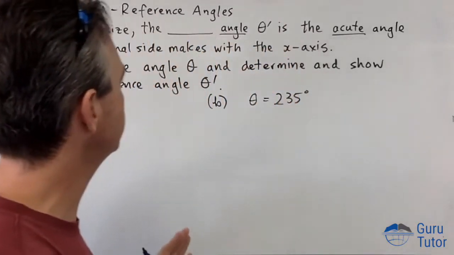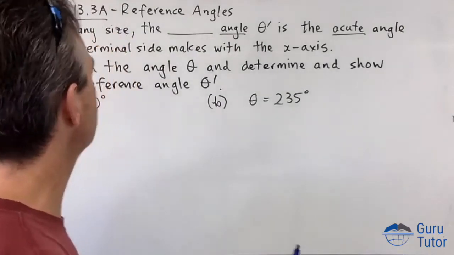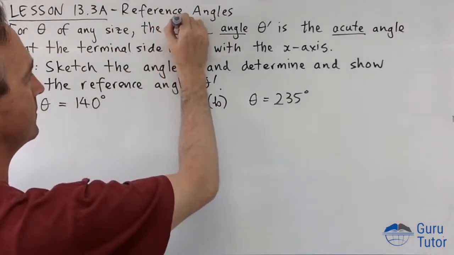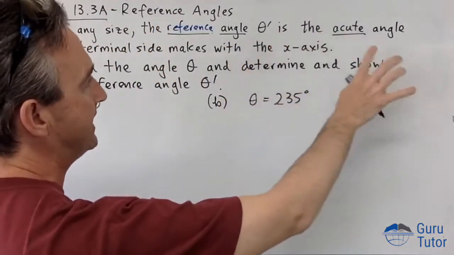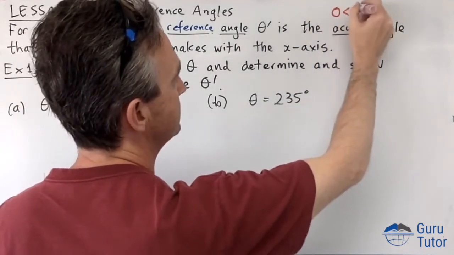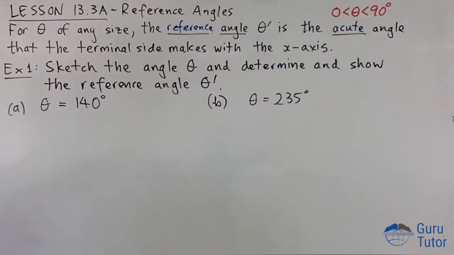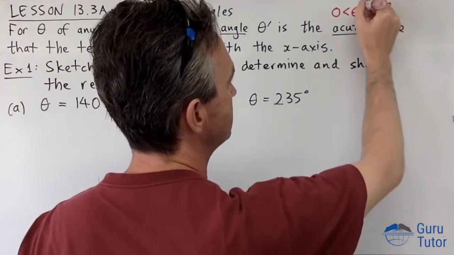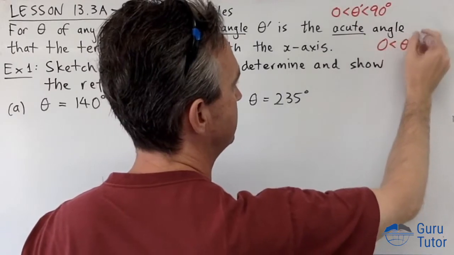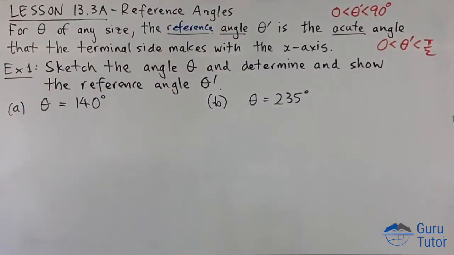Just going to talk about something called reference angles. So for theta of any size, like we did in the last lesson, the reference angle, theta dash, is the acute angle. All right, so it's very important. Theta is between 0 and 90 degrees. It is an acute angle. Or if you're thinking in radians, theta dash is less than pi over 2. It's the acute angle that the terminal side makes with the x-axis.